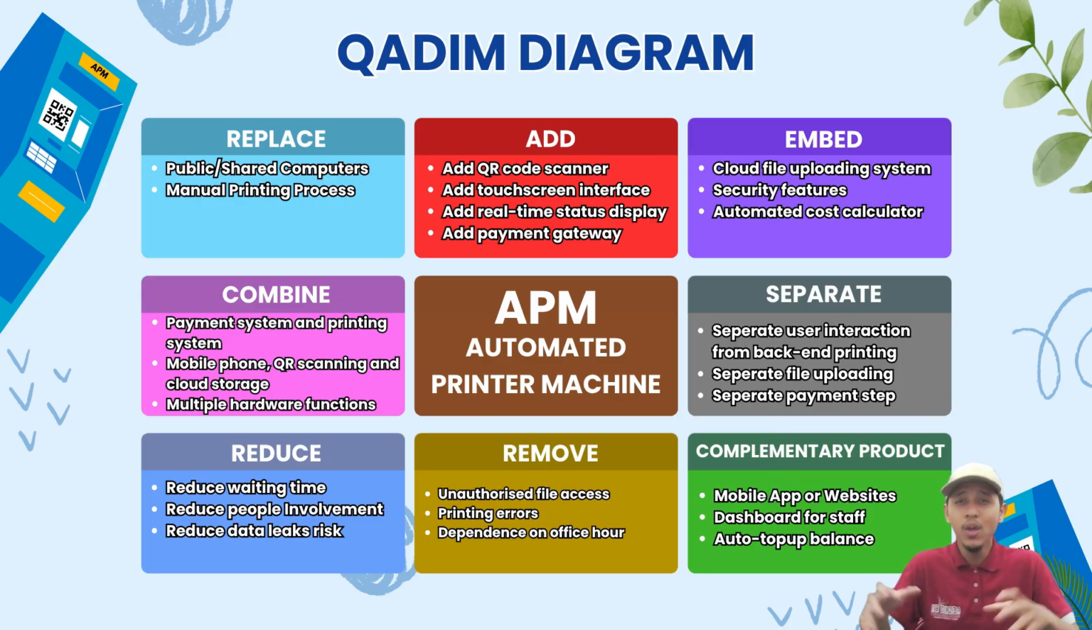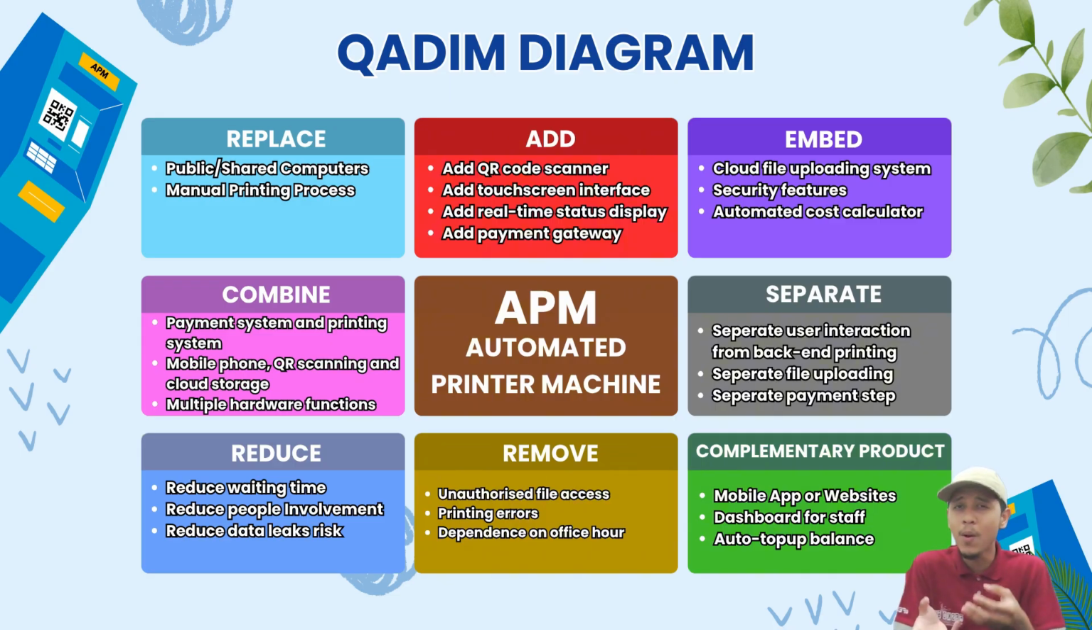Reduce. We also reduce wasted time, so no more long queues. People involvement: all are self-service. Data leak risk: no login, no personal account anymore. Remove. We have removed unauthorized file access. We also remove printing errors as well as the dependence on office hours, where you can print anytime at that place. Lastly, a complementary product.